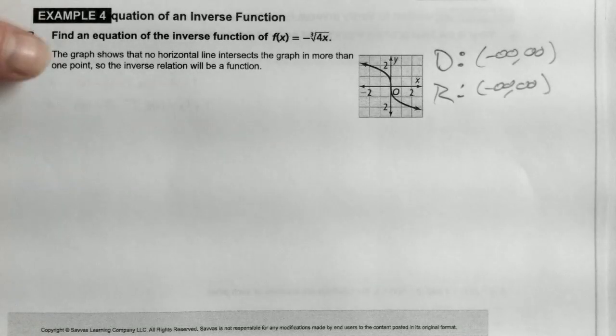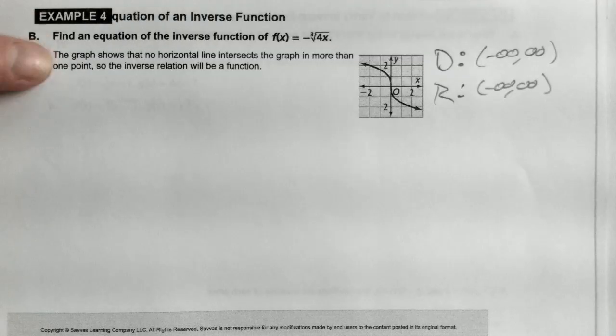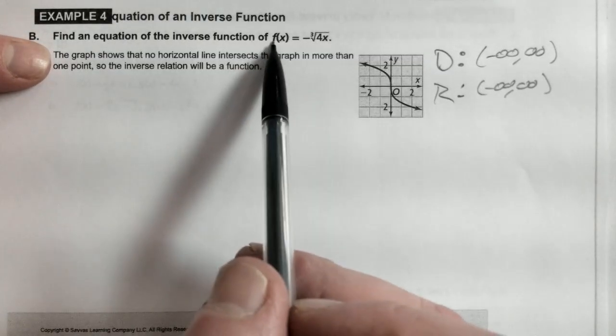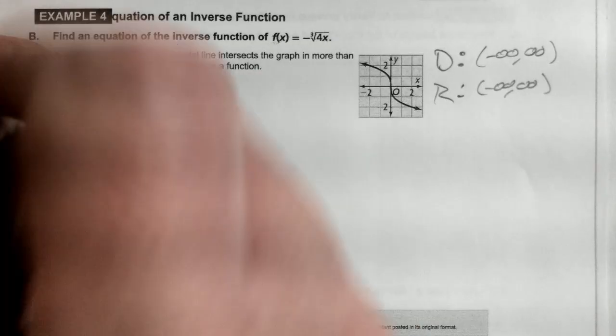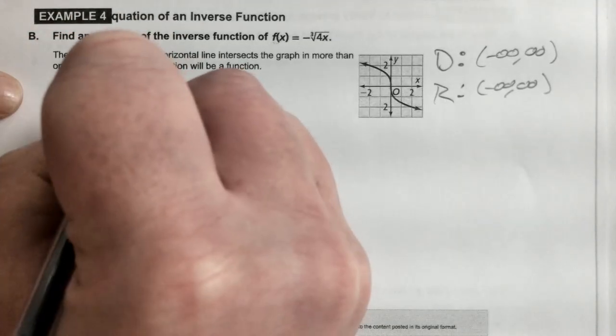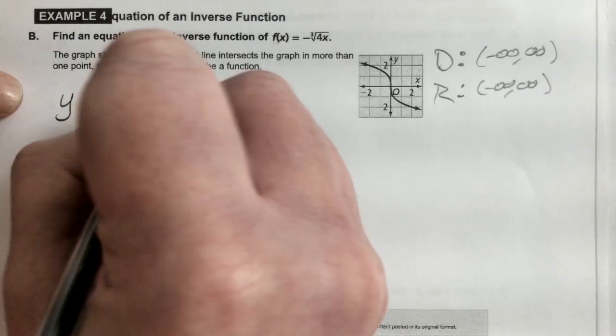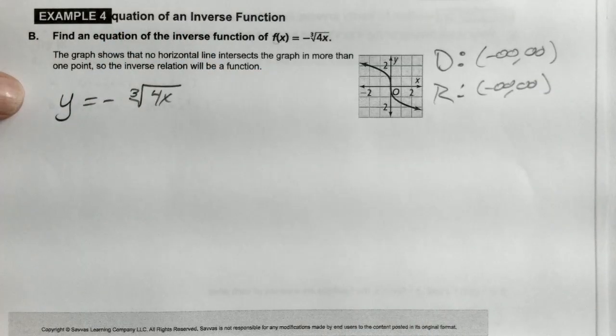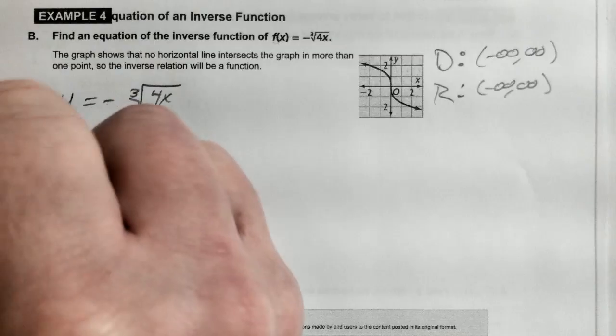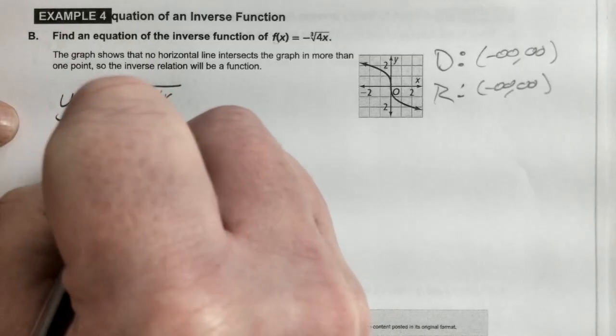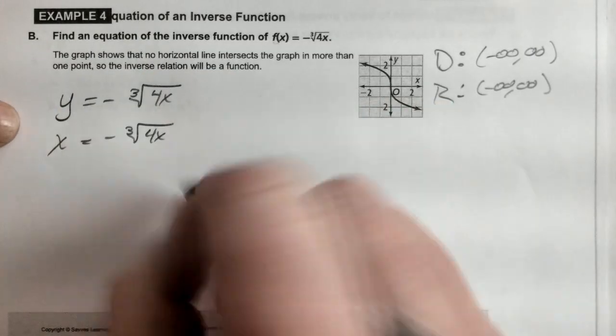All I literally have to do now is the algebra, right? Switch that from f of x to y. So I have y equals negative cube root of 4x. Switch around my x's and my y's. So x equals negative cube root of 4y.